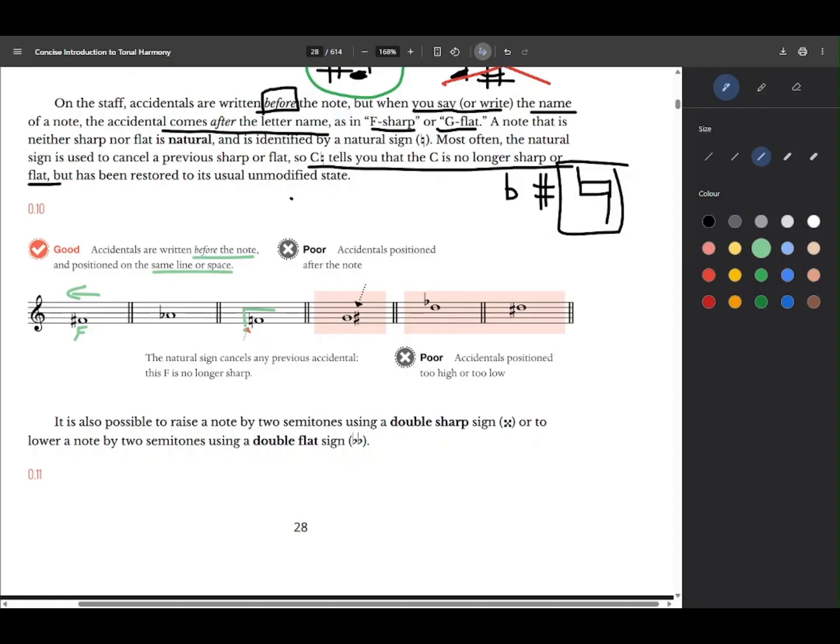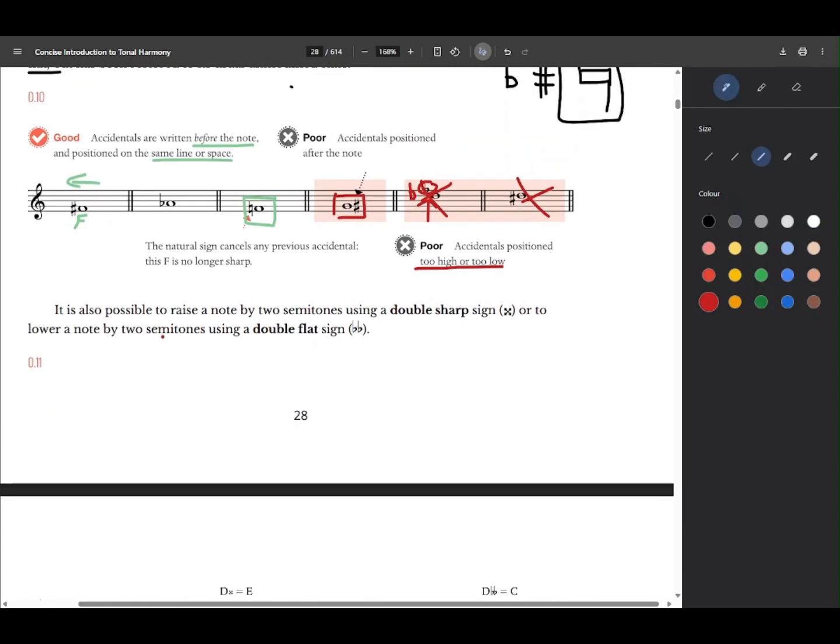Here's our natural sign, how it appears on the staff. And these are all no. This, see here, it appears after. Here it appears before, but it's all the way up there. What's it doing up there? It should be down on the line. So that's also a no. And this is both. So, accidentals positioned too low or high.